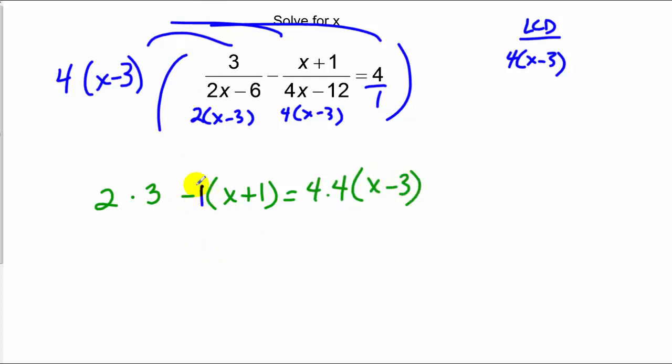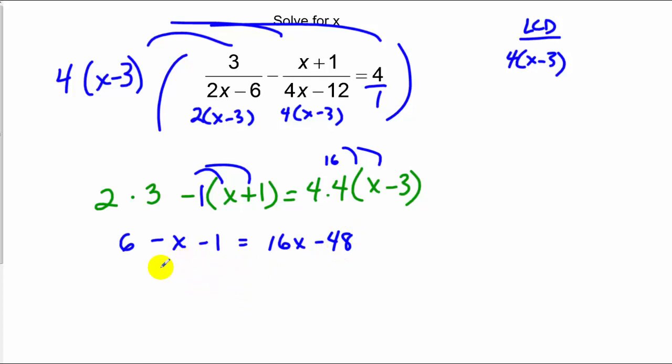Going to need that invisible 1. And this ends up being 16. And I'll have to distribute that through. So I have a total of 6 minus x minus 1 equals 16x minus 48.